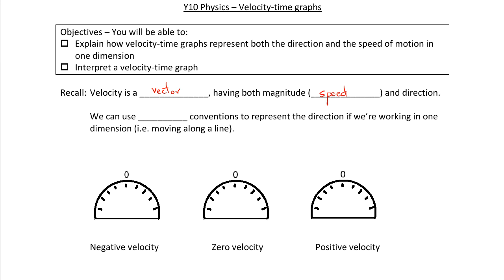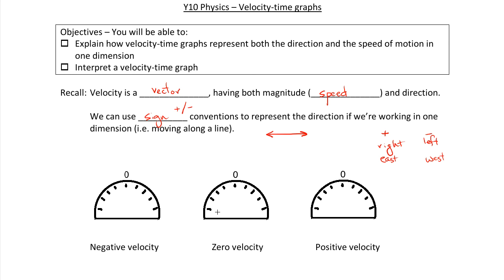Also remember that we've used sign conventions, so plus or minus, to represent the direction if we're only working in one dimension. In other words, if we're moving backwards and forwards along one line. So for example, if we call right the positive direction, then left is the negative direction. If we call east the positive direction, then west is the negative direction, etc. So once we've set this up, the plus and the minus tell us the direction.